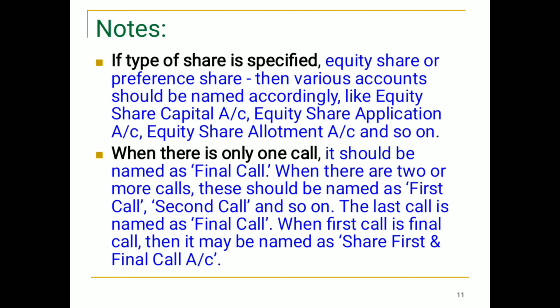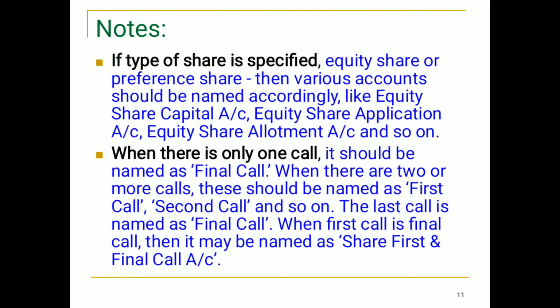So whenever the type of share is mentioned in the given question, make sure you are using that word. If it is equity share, you will be writing equity share application. If it is preference share, then you will be writing preference share allotment. If it is equity, equity share allotment. Yeah? Okay.